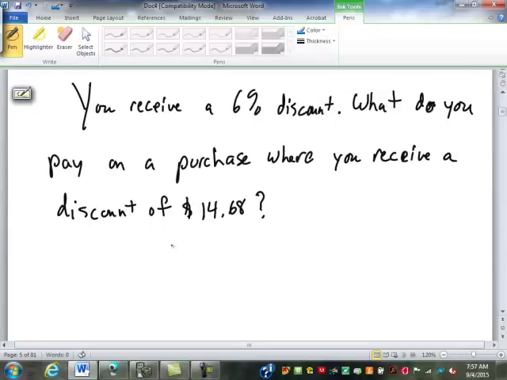So if I set this up, 6%, what's the 6 represent? Discount. What's the 100 represent? I mean, I might be looking through the problem and say, oh, the amount you paid. But what does the 100 always represent? The full amount or the starting value. And in both cases, that would be the full price.